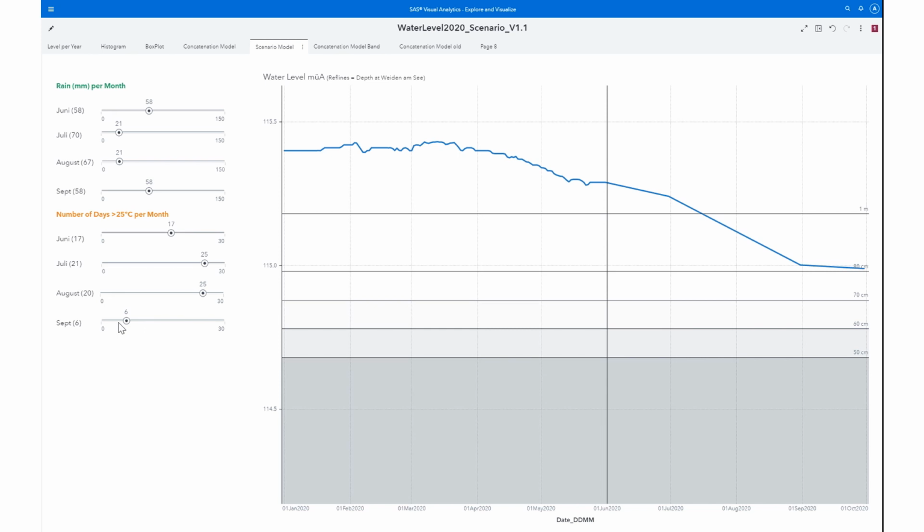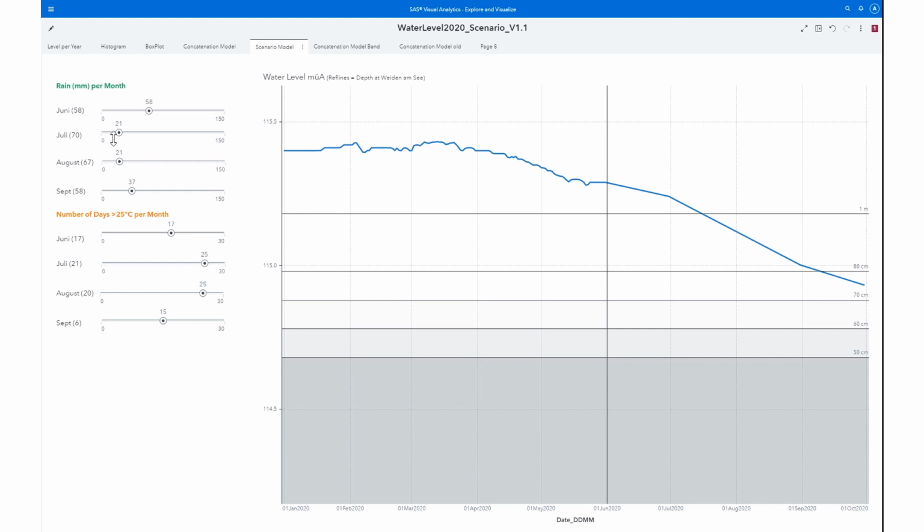And we can now also change settings, like what happens if September is also quite hot, maybe with 15 days and also not a lot of rain. We see how deep we would get with this scenario.